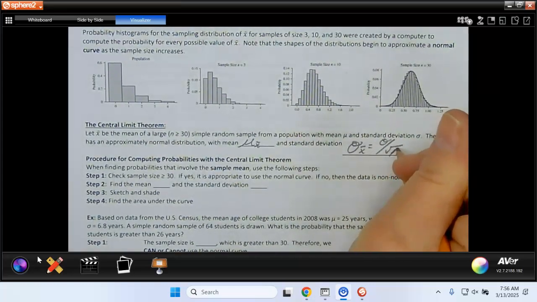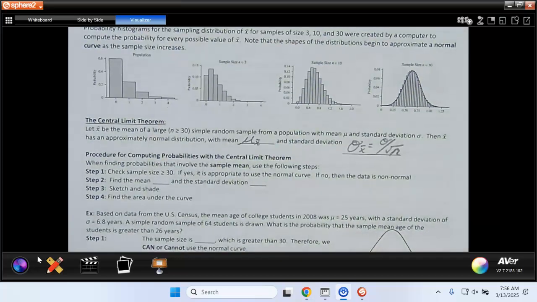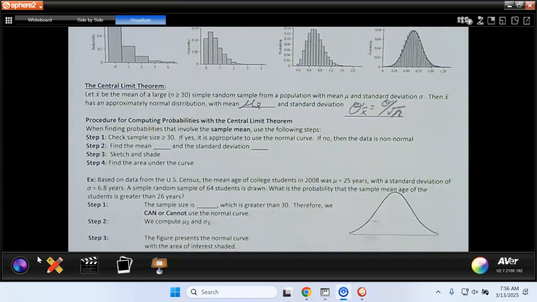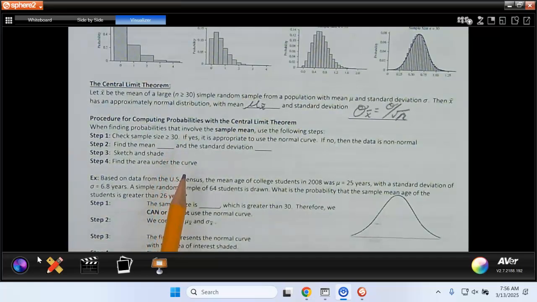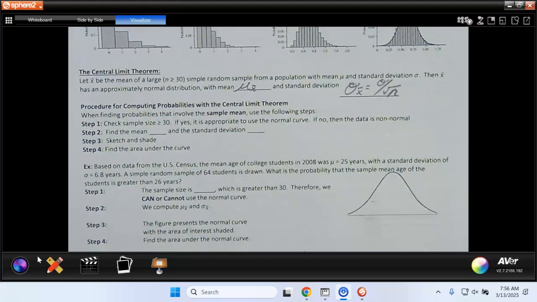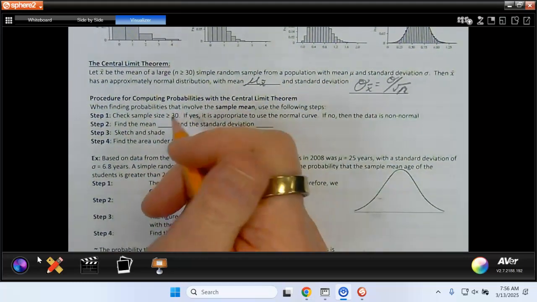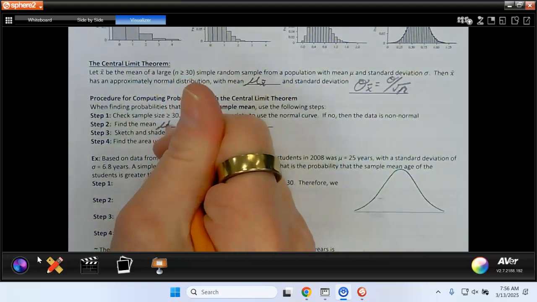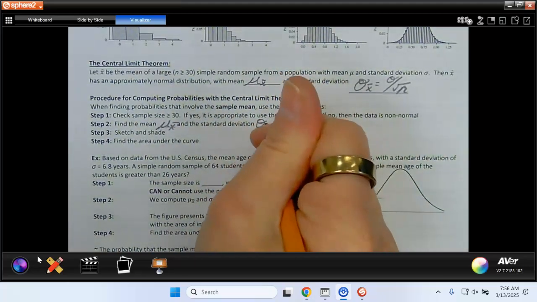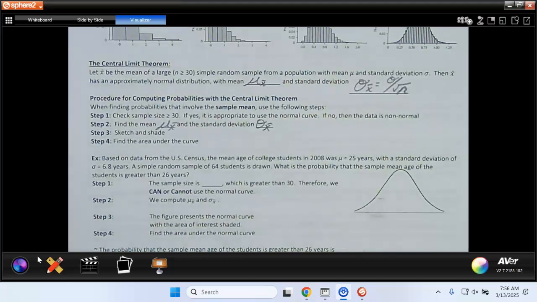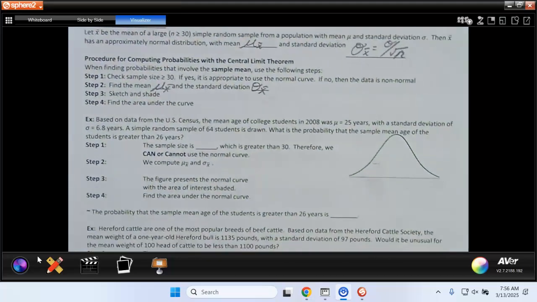But you have to know that you have a big enough sample, or be told that your distribution is normal, to be able to use the central limit theorem. So the first thing you want to do is check your size. If it's appropriate, use the normal curve. If not, then the data is not normal. Use the mean of the sampling distribution and the standard deviation of the sampling distribution. Sketch, shade, and find the area under the curve.